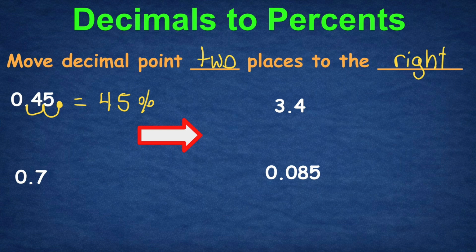Let's look at 3 4/10. The first problem I see is that I only have one number to the right of the decimal. I need to move my decimal point 2 place values to the right. So I'm going to add a 0 here just as a placeholder, and it helps avoid any confusion. I'm going to take my decimal and move it 2 places to the right. 1, 2. So now 3.4 becomes 340%.